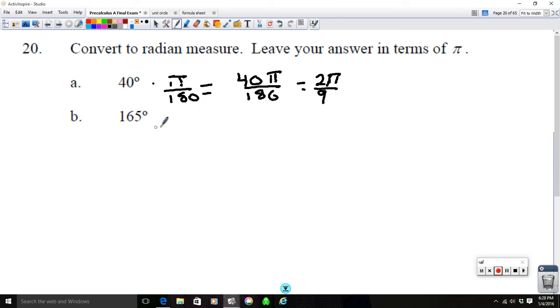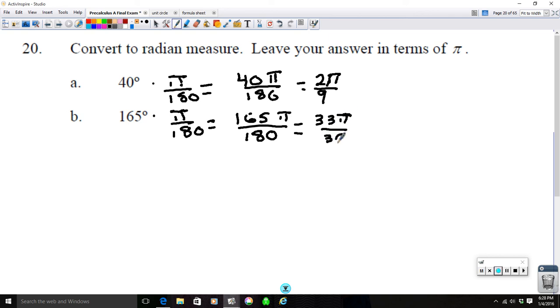And finally, 165, again you're going from degrees to radians, so you're multiplying by pi over 180. So this is 165 pi over 180. And again, I'm in the same boat you are. I have no calculator, so I'm going to divide by what I think is going to work. They both have 5s and 0s, so I know I'm going to divide each one by 5. So if you divide each one by 5, I got 33 pi over 36. And as you look at that, they both end in 3 or 6, so divide each one by 3. So that becomes 11 pi over 12.